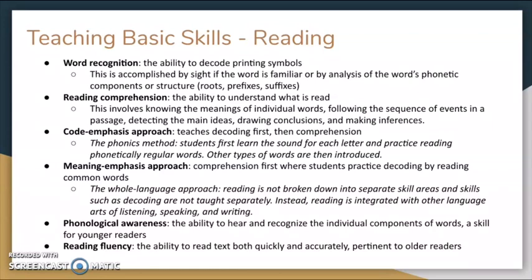Research clearly suggests the explicit code emphasis programs are more effective than the implicit meaning emphasis programs, especially for children with special needs. The textbook lists multiple studies done by numerous different researchers on page 184 if you're interested. However, the textbook does mention two more approaches to reading skills called phonological awareness and reading fluency. Phonological awareness is the ability to hear and recognize the individual components of a word, a skill for younger readers, and reading fluency is the ability to read text both quickly and accurately, pertinent to older readers.